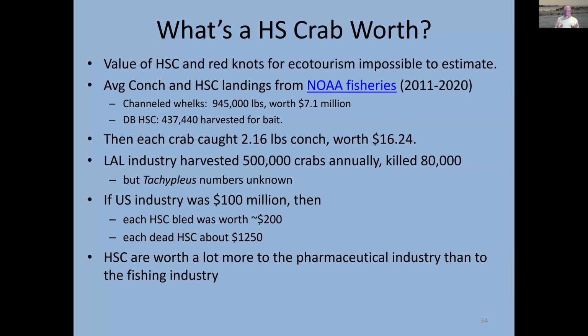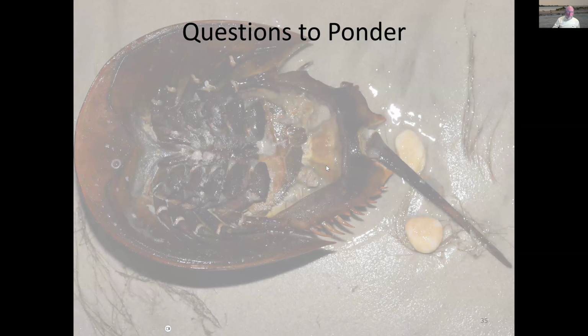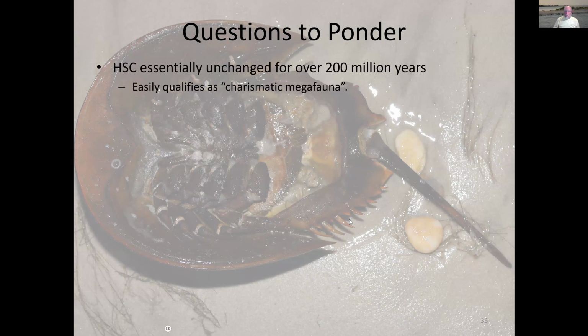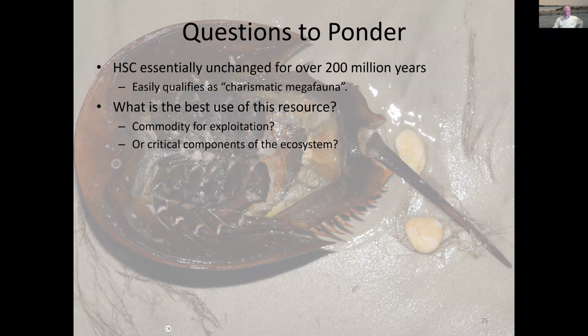But that's just economic value. That doesn't tell us how valuable they are to the bird populations and what those removals would mean to them. A few questions to wrap up this talk. Horseshoe crabs are organisms that have been around for 200 million years, essentially unchanged. And I think they easily qualify as a charismatic megafauna.